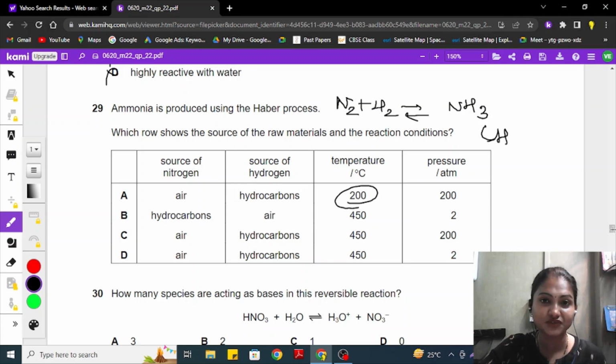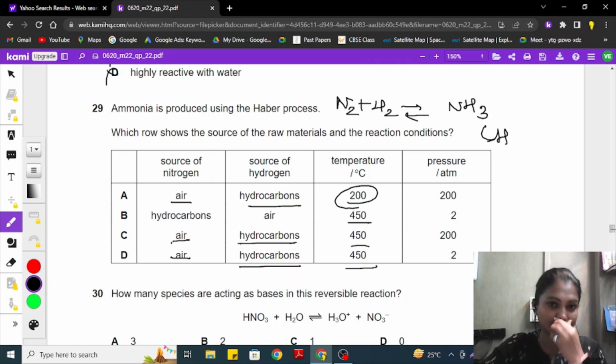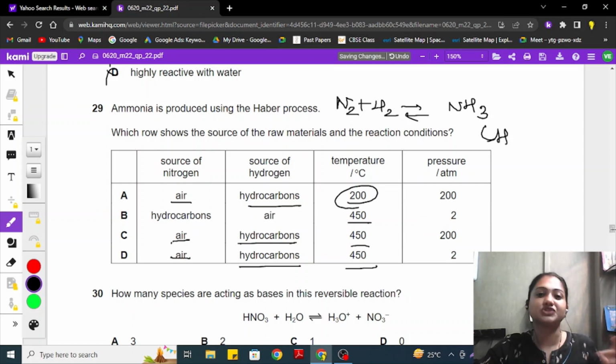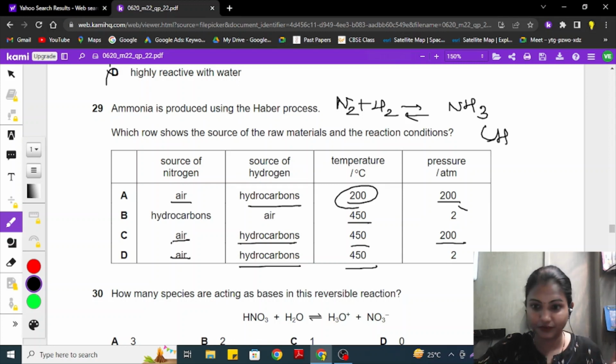Here we have three options which we are left with. Air is correct here. Hydrocarbon is correct here. And here we have the temperature which is correct. Let's see the atmospheric pressure, and then you're going to be done with the deal. The pressure which is required is 200. It's not 2. So where all four match, it is option number C.